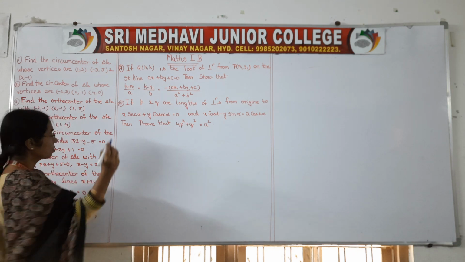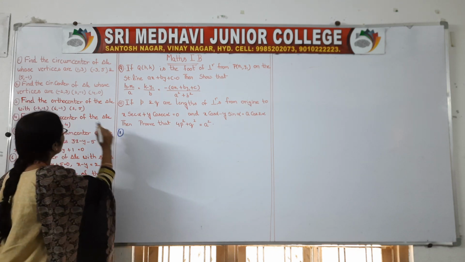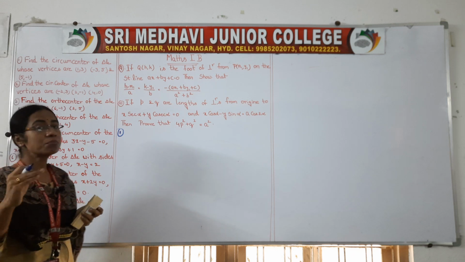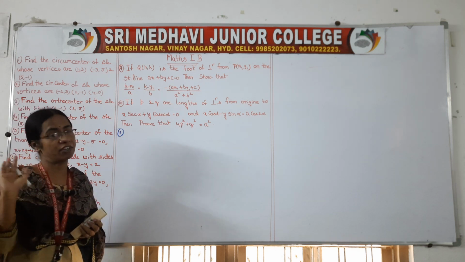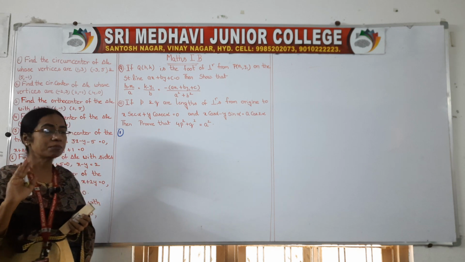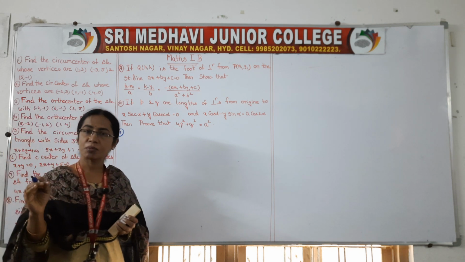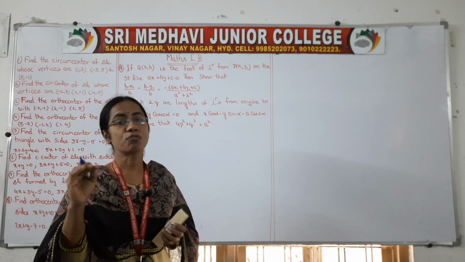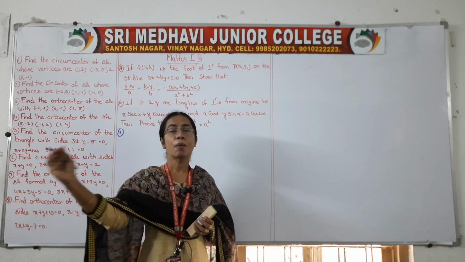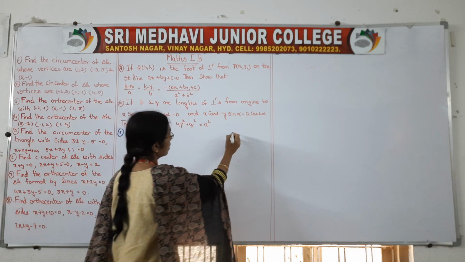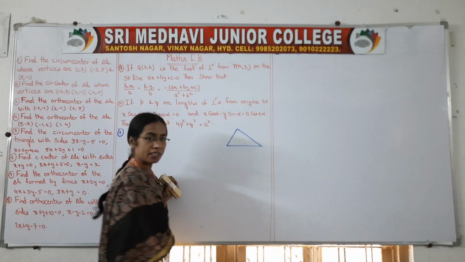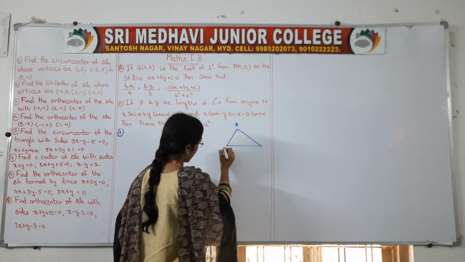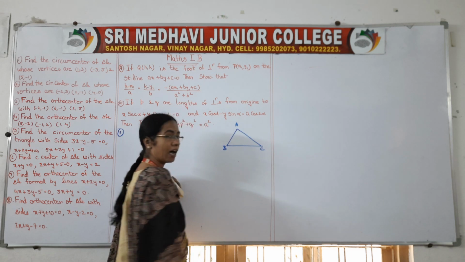So now come to the first question. Find the circumcenter of the triangle whose vertices are given to you. What is meant by circumcenter? I said it is the point of intersection of the perpendicular bisectors of the triangle. Suppose this is your triangle, A, B, C.